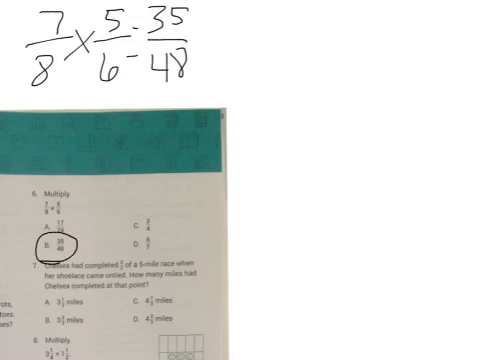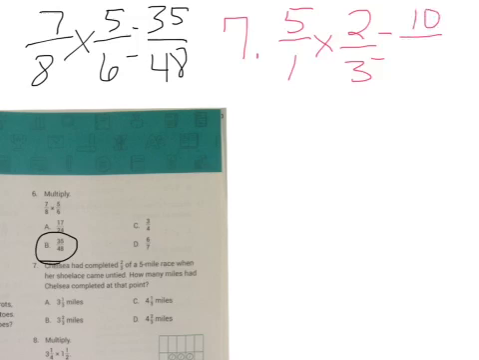Alright, so let's go to number 7. Number 7 reads, Chelsea had completed 2/3 of a 5-mile race when her shoe laces came untied. How many miles had Chelsea completed at this point? So what we're going to do is multiply. So we're going to write it as 5 over 1, and we're going to multiply that times 2/3. So we know 5 times 2 is 10, and 3 times 1 is 3.